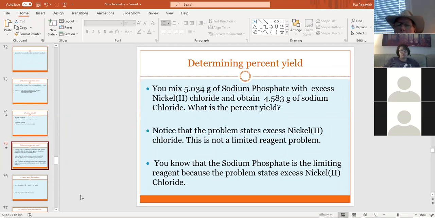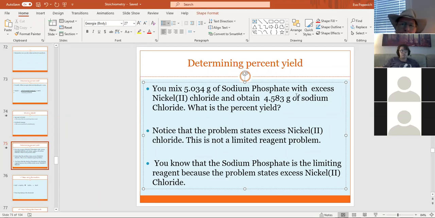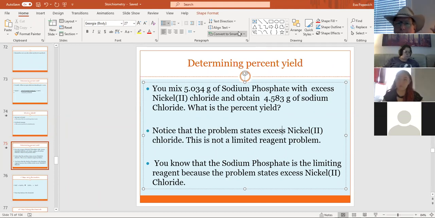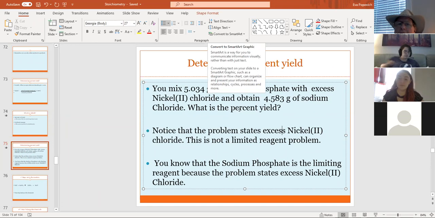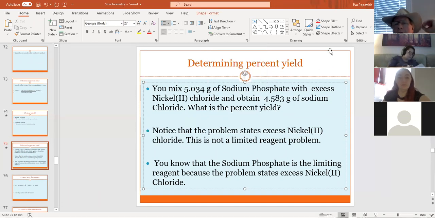All right. When you see the English words obtained, you got, or you produced, that means you actually did the experiment, and that is the amount you actually received back from the experiment. Is that clear, guys? Now, if I want to know the percent yield, I have to figure out how much 5.034 grams of sodium phosphate should produce.